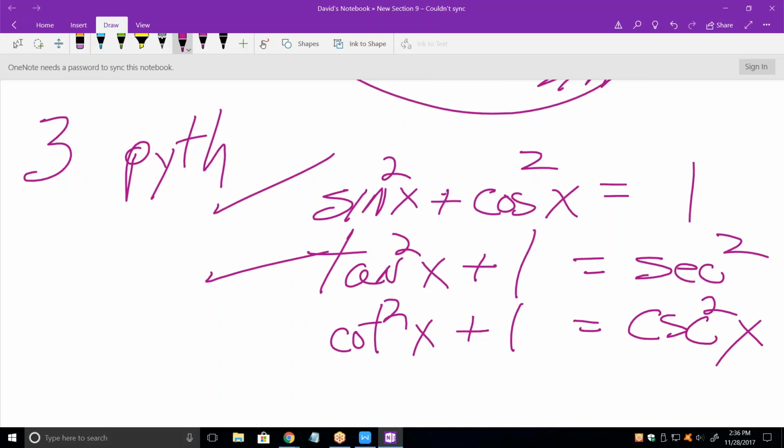You really only have to memorize 5 or 6 of them. You don't have to memorize all 11 of them. Half of them you can figure out if you know the others.